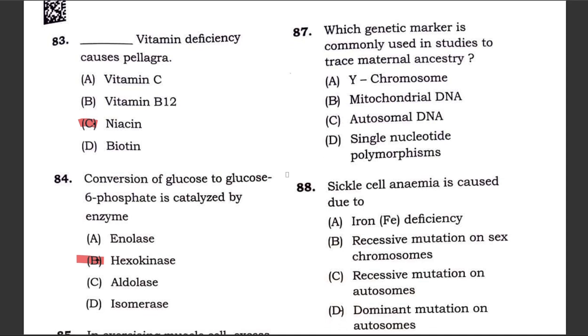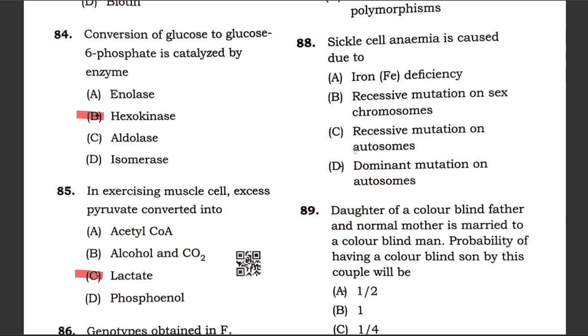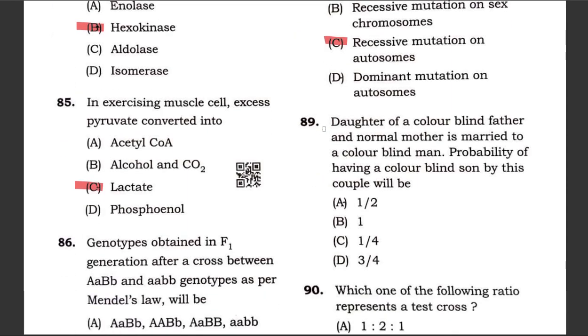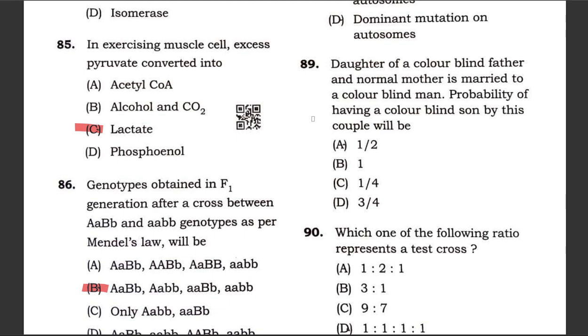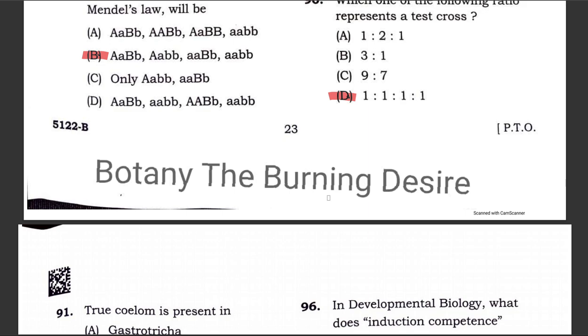Which genetic marker is commonly used to trace maternal ancestry? Of course, the mitochondrial DNA. Sickle cell anemia is caused due to recessive mutations on autosomes. Daughter of a colorblind father, its answer is 1 by 2. Which one of the following represents a test cross? 1 is to 1 ratio is for dihybrid test cross. Monohybrid 1 is to 1 only.